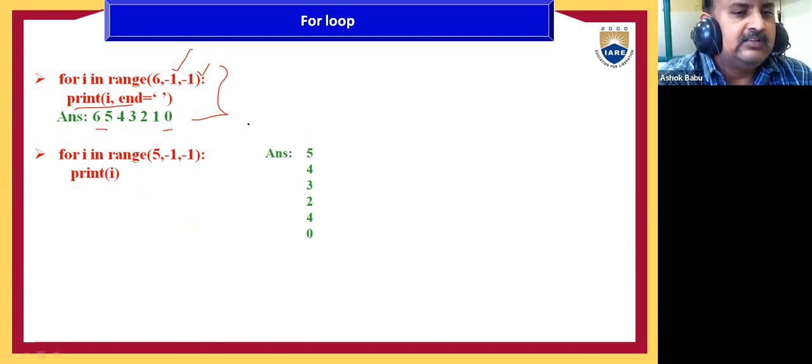The same in vertical fashion: for I in range 5, minus 1, minus 1.